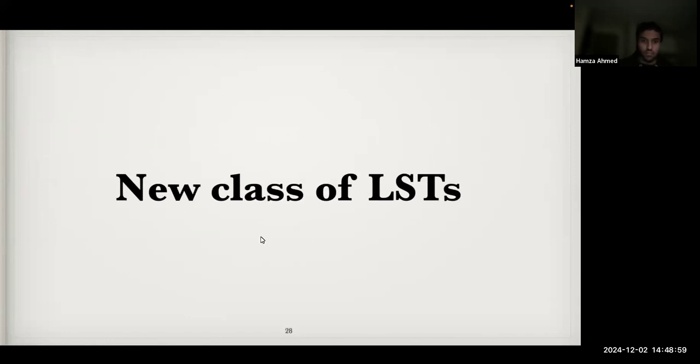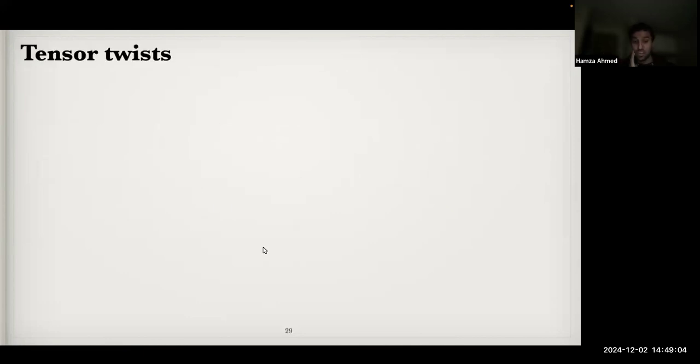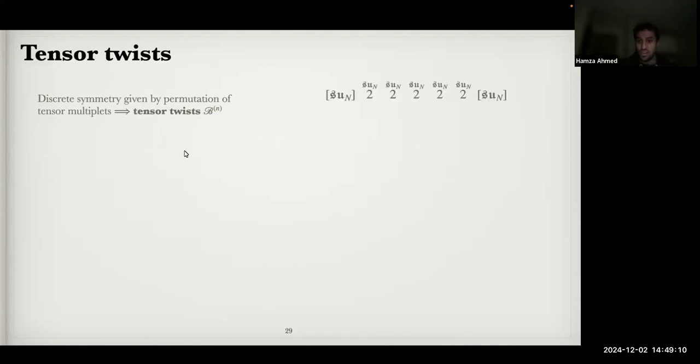So let's consider now this new class of LSTs that I was talking about. Recall that there's another kind of symmetry that one can have in your 6D theories, which is associated to the permutation of the tensor multiplets of your 6D theory here, which you can clearly see is a symmetry of the theory. So you can then choose to twist by this, which is what I call here tensor twists. And so when you put this theory on a circle, you twist by it.